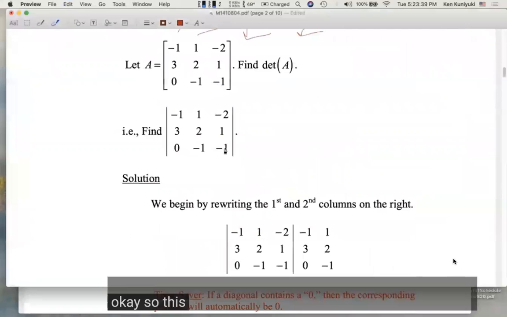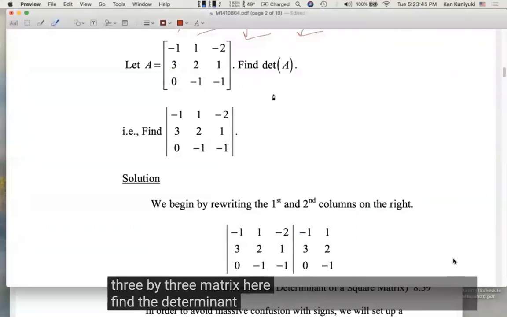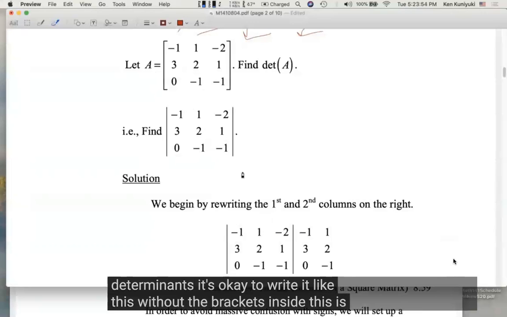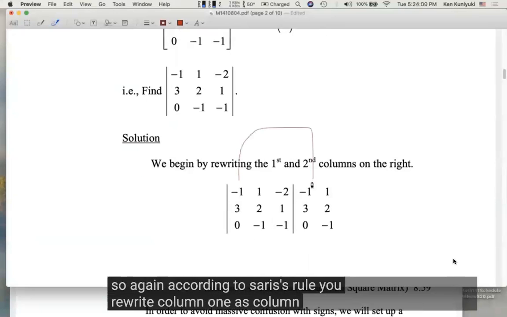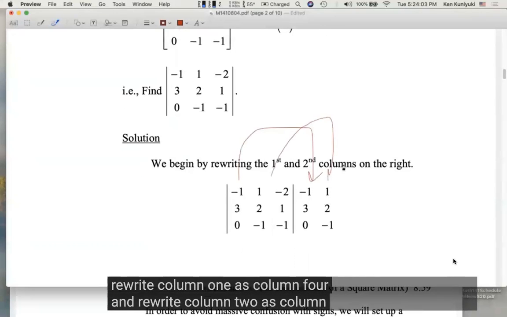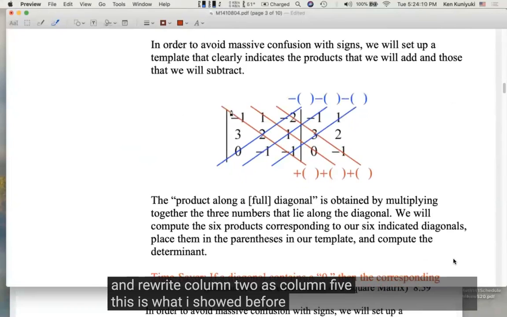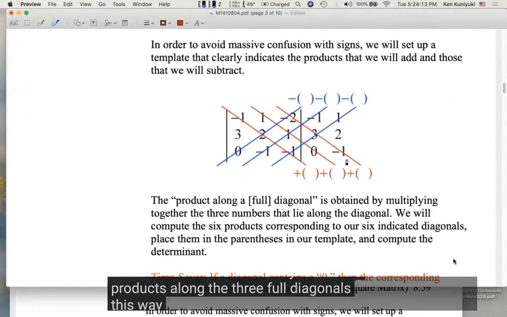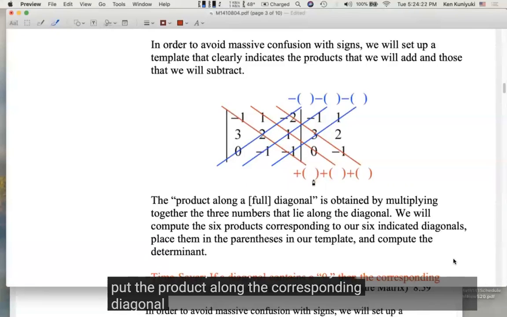Okay, so this example, it was this one. If A is the 3 by 3 matrix here, find the determinant of A. In other words, find this. And it's okay, if you're finding determinants, to write it like this without the brackets inside. So again, according to Sarrus's rule, you rewrite column 1 as column 4 and rewrite column 2 as column 5. This is what I showed before. You add the products along the 3 full diagonals this way, subtract the products along the 3 full diagonals this way. So within each pair of parentheses, you put the product along the corresponding diagonal.